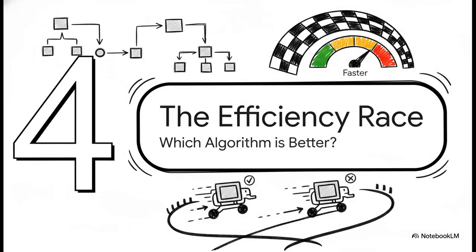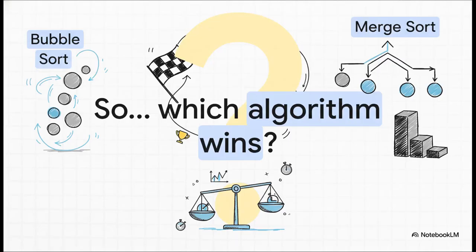Okay, so we have two different methods that get us the exact same result. That brings up a really important question. Is one of them actually better than the other? And this gets us to a huge idea in computing: the efficiency race. So which one is it? Which algorithm wins? The simple, straightforward bubble sort or the clever merge sort? And for that matter, how do we even measure what winning really means here?